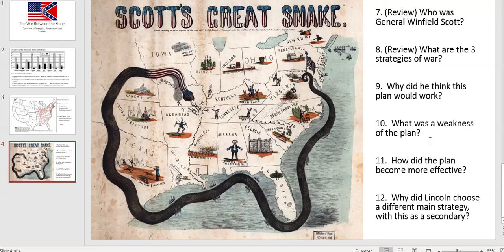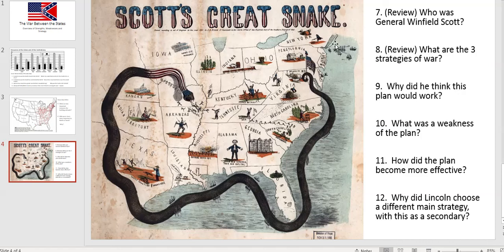What was the weakness of the plan? Well, the weakness was this is a huge amount of area to have to use ships to blockade. A blockade is the use of naval forces, of Navy ships to prevent people moving in and coming out of a country with a coastline.